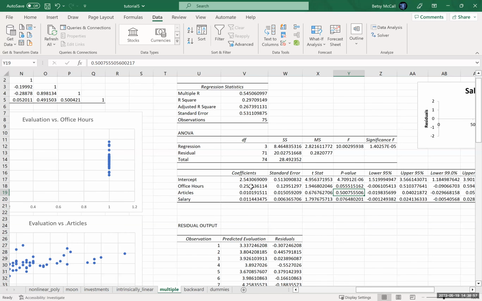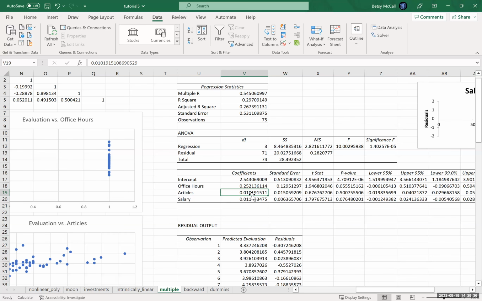As you change from office hours to no office hours, this suggests that your evaluation score only goes up by 1/4 of a point, by 0.25. So whether you hold office hours or not, apparently the students are not penalizing you for not holding office hours, which I find unbelievable. But the number of articles you published only increases your evaluation score by 0.01. So basically not at all. There's almost no relationship between the number of articles you publish and your evaluation scores.